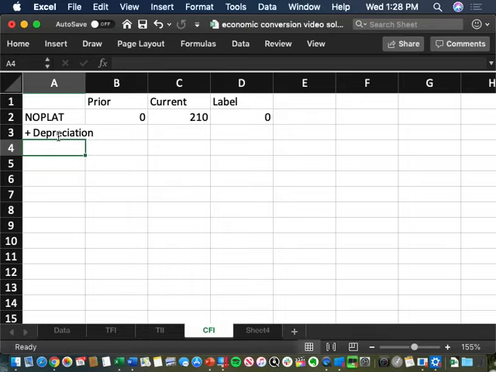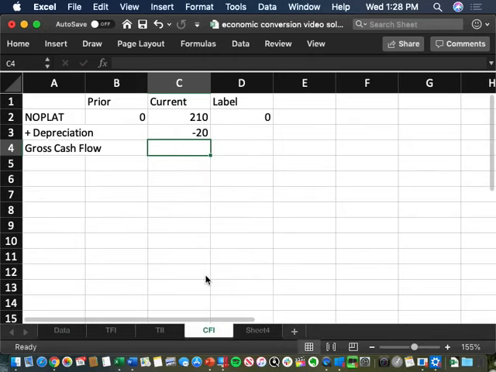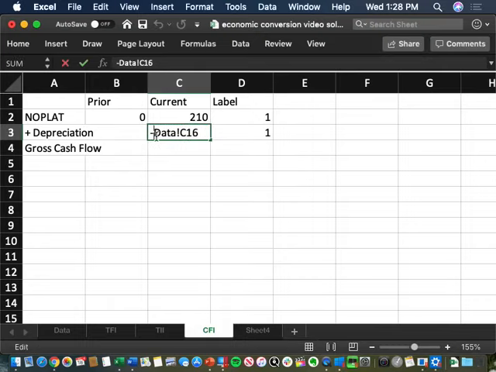So that is going to be something called gross cash flow. So no plat plus depreciation is gross cash flow. Our depreciation is $20 million. This is actually a sign that we will flip because we're adding it back. 230 of gross cash flow. That's the cash coming from the income statement. Minus reinvestment in the balance sheet or change in the balance sheet.